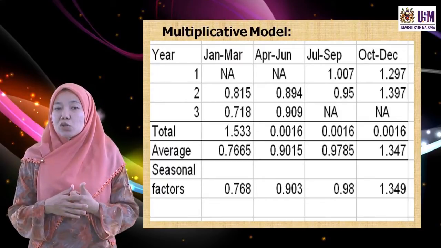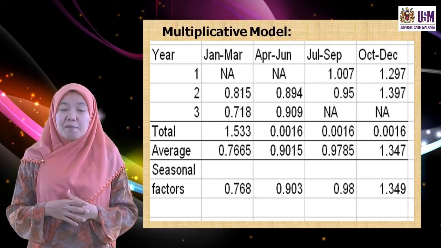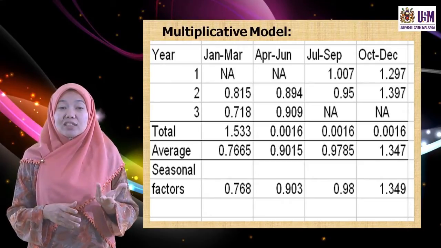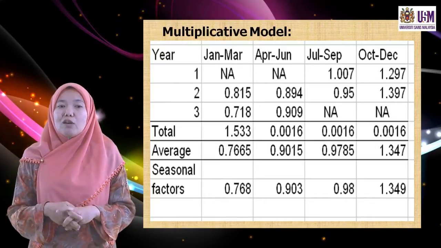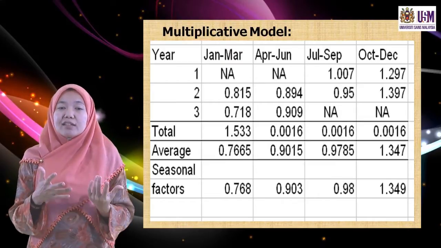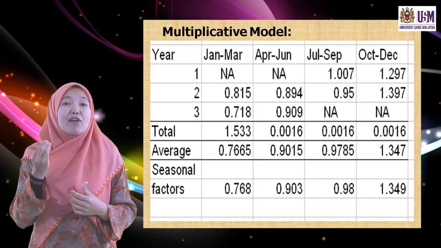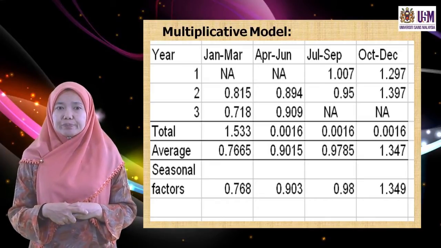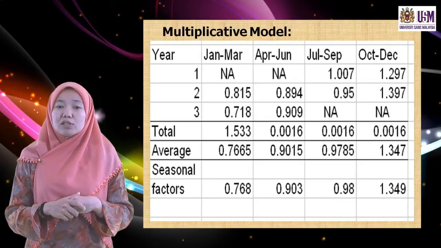So you calculate the total for each quarter over the 3 years. If the data is not available, just ignore it. Once you have the total, calculate the average. Just remember a simple rule: when you add 3 items, you need to divide by 3. If you add 2 items, then you need to divide by 2, because that is the meaning of average. And in this case, because it is the seasonal factor for the multiplicative model, they should equal to 4.